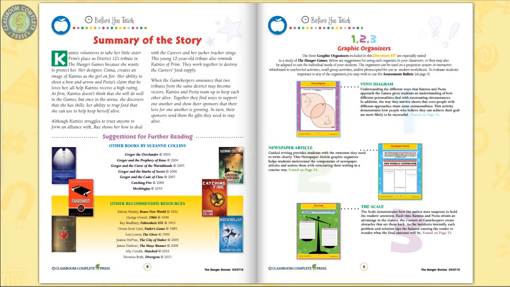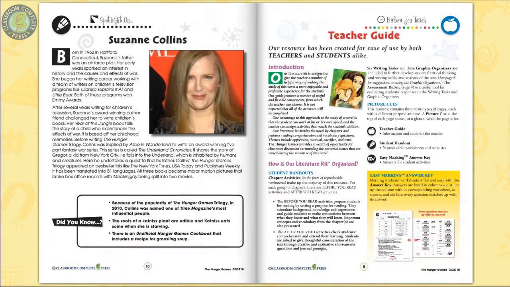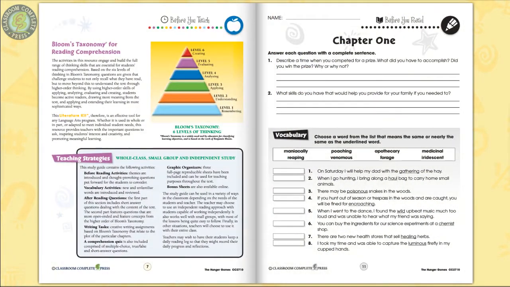55 pages chock full of before-you-read worksheets for each chapter section, along with vocabulary prompts to prepare your students for the reading, with rubrics, teacher guide, and author biography. Students look inward and identify any skills they possess that could help provide for their family if needed.